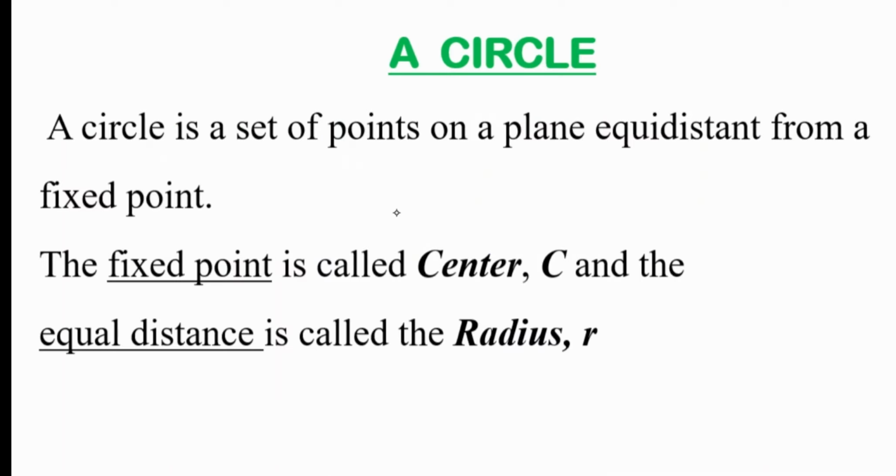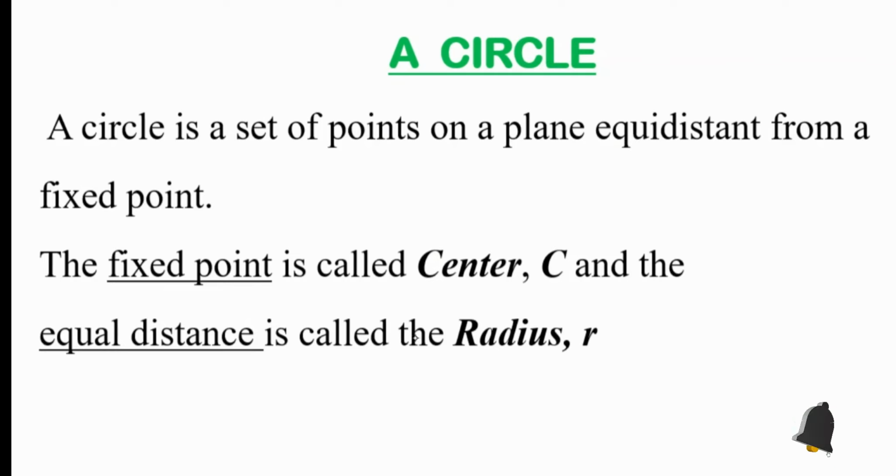Now, before we move to how to derive the equation of a circle passing through the origin, it is very crucial for us to know the meaning of a circle. When we talk of a circle, we are talking about a set of points on a plane equidistant from a fixed point. The fixed point is called the center, represented by C, and the equal distance, that is the equidistant, is called the radius.